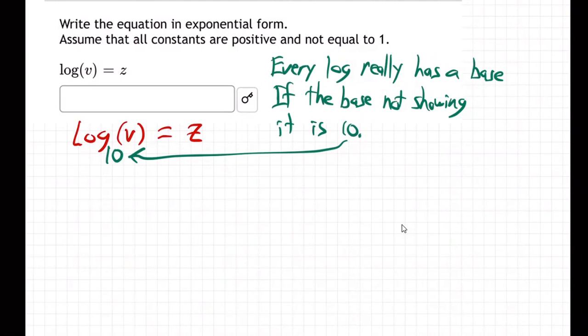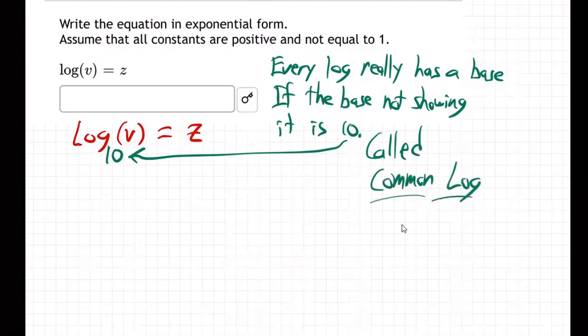That's kind of what happened over time. They use log base 10. It's actually called the common log. Let me write that. It's called the common log because it was used so commonly. So in engineering and other fields, geology and things like that, they use it for the Richter scale and things like that. Anyway, they use it so commonly, they didn't mention it after a while. So if the base is not showing, it's really 10. So the base is really 10 on that one.